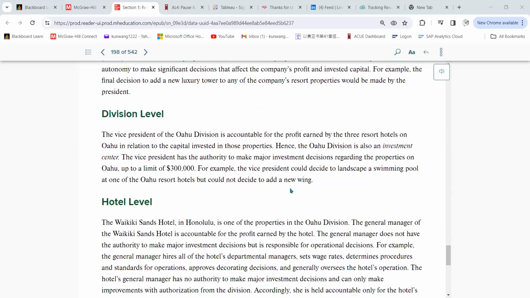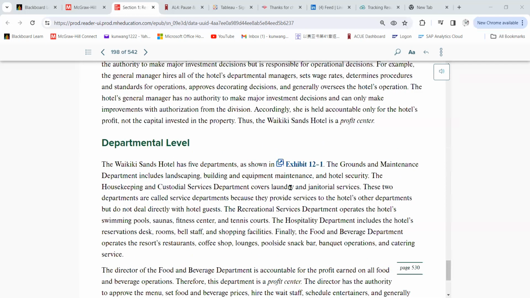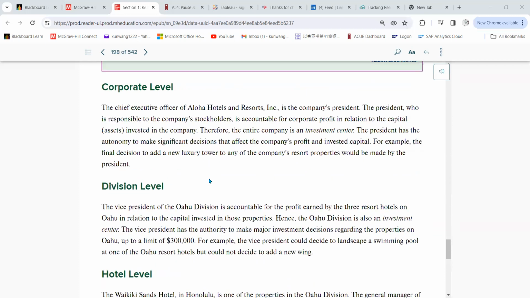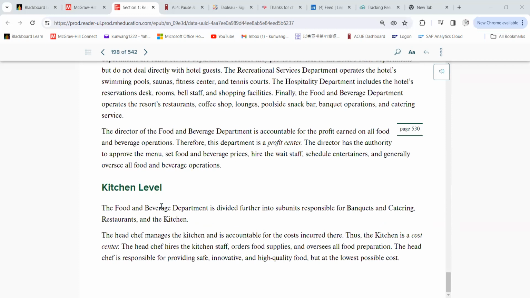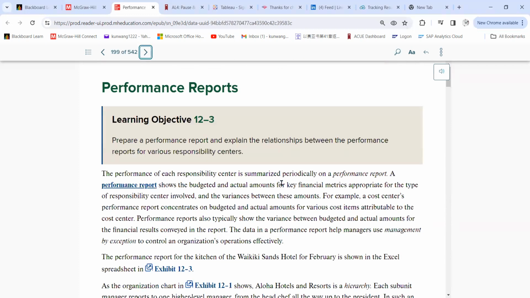And yeah, that's more explanation. I will leave you to read more on the corporate level, division level, hotel and departmental, and the kitchen, the layers. Now, before we finish, let's look at how we prepare the internal performance reports for the different responsibility centers. Even though they are decentralized into different units, eventually when we make evaluations, we need to pull them together, decentralized and centralized together, for performance evaluations.